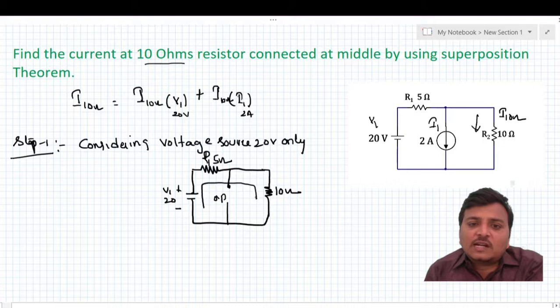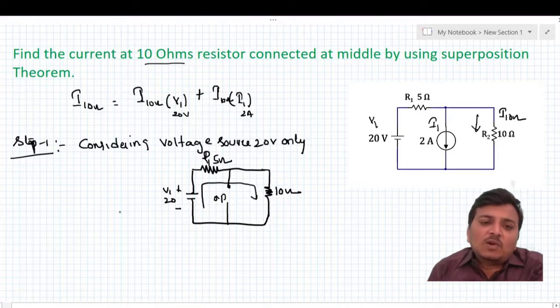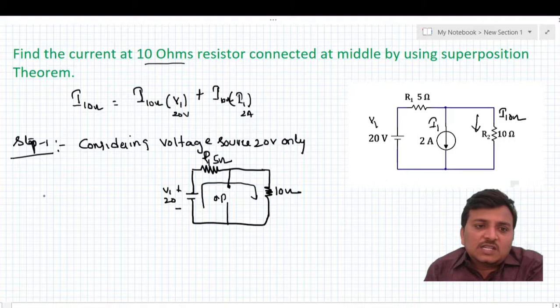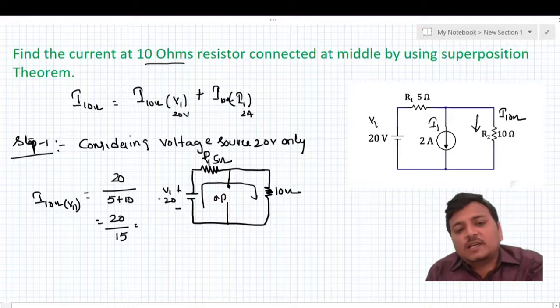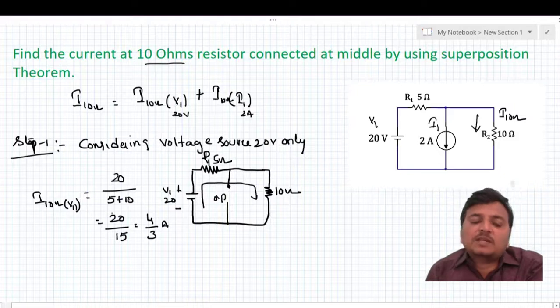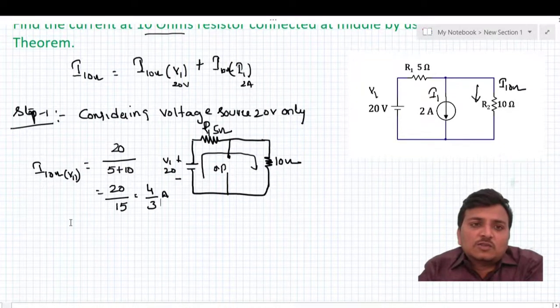Now I want to find out the current by simply writing a simple voltage equation. Which current do I have to find out? The current in the 10 ohm resistor due to the voltage source V1. The total voltage is 20 volts, so 20 divided by the resistance, which is 5 plus 10, 15. So 20 by 15, I can write it as 4 by 3 amperes. So 4 by 3 amperes is the current due to step 1, due to the voltage source V1.